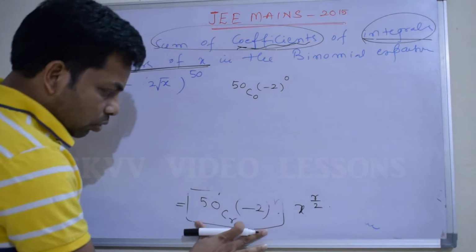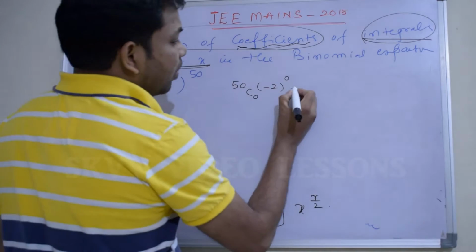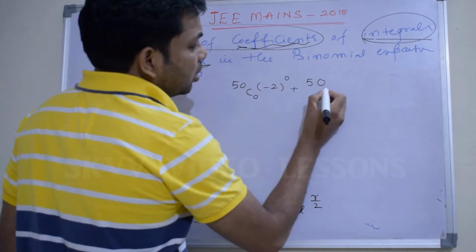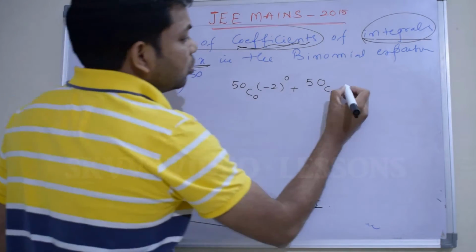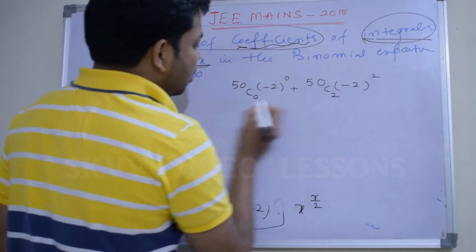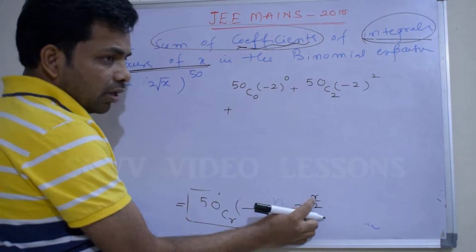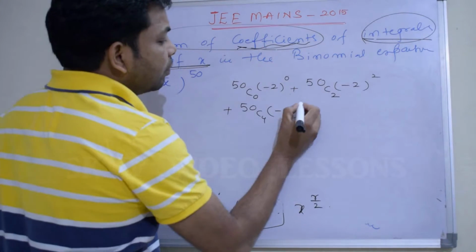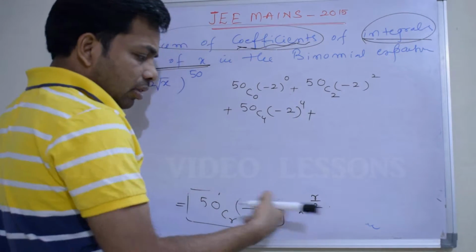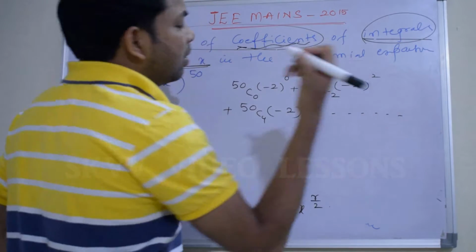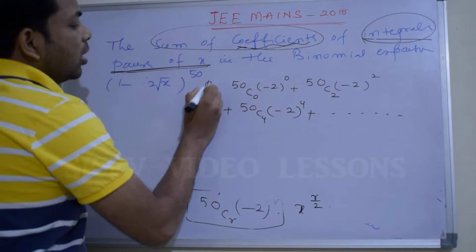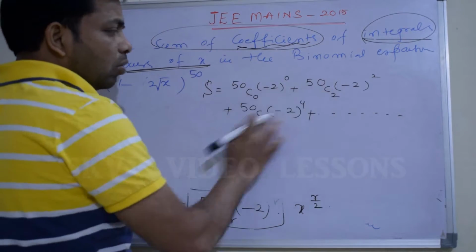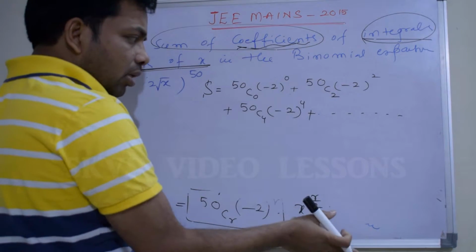So if I take 2, what is the coefficient? 50C2 times the sum of the coefficients, so plus 50C2 times (minus 2) whole power 2, correct? Plus next, what r value can you take? 4. So 50C4 times (minus 2) whole power 4, right? Like this you have to continue for all the even powers. Now this is the required sum of all the coefficients whenever it becomes an integer.